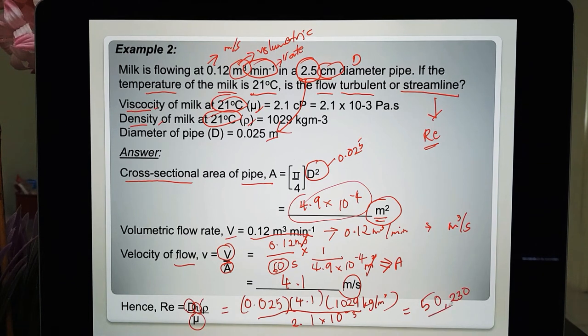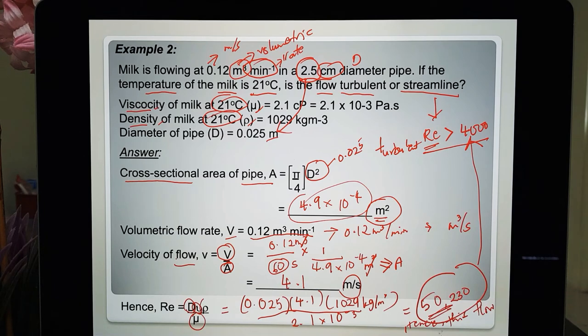Your final answer will be around 50,230, so about 50,000. For a turbulent flow, the Reynolds number is supposed to be greater than 4,000. This value, 50,000, is greater than 4,000. So you need to conclude that this flow is turbulent because the Reynolds value is greater than 4,000. You need to let the checker know whether the flow is streamlined or turbulent, based on the Reynolds number you have calculated.